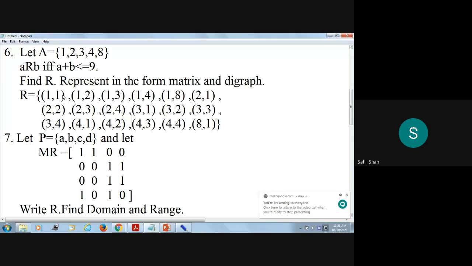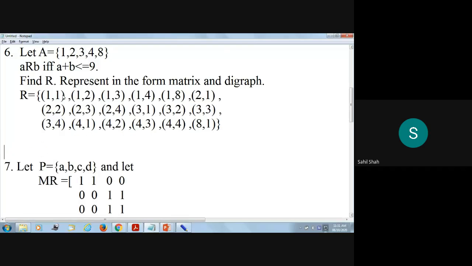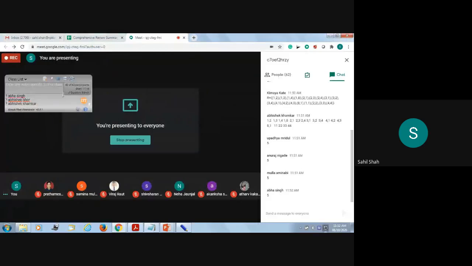And further, they have asked you to represent in the form of matrix. So while constructing a matrix, okay, how many rows and how many columns your matrix will have? How many rows and columns? So my M of R will have 5 by 5. It will be size of 5 by 5. Okay, and you will be putting 1 if corresponding pair is present. Otherwise, you will be putting 0. Ready? 5 by 5. Very nice.